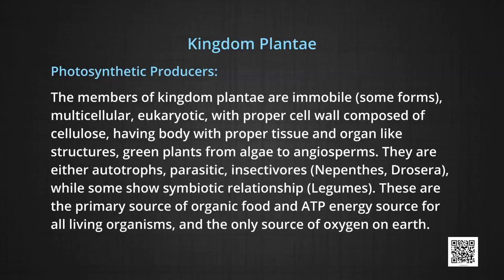The members of Kingdom Plantae are immobile. Some forms are multicellular, eukaryotic, with a proper cell wall composed of cellulose, having a body with proper tissue and organ-like structures. Green plants range from algae to angiosperms. They are either autotrophs, parasites, or insectivorous like Nepenthes and Drosera, etc., while some show symbiotic relationships like legumes.